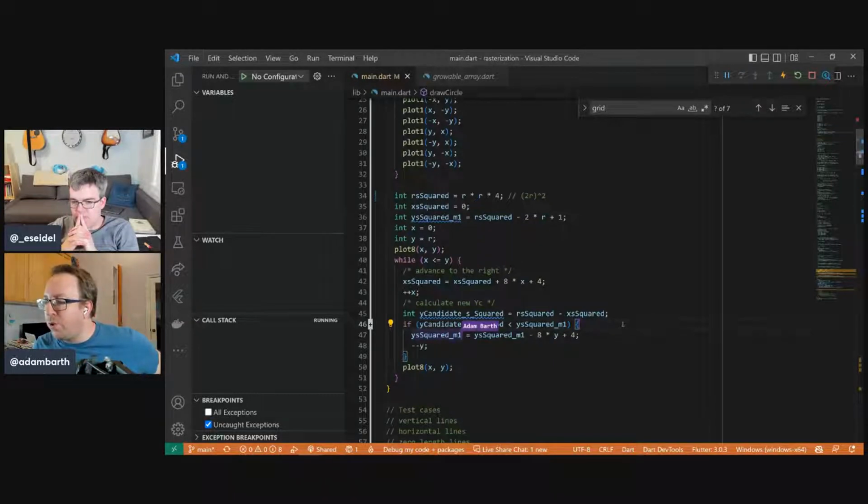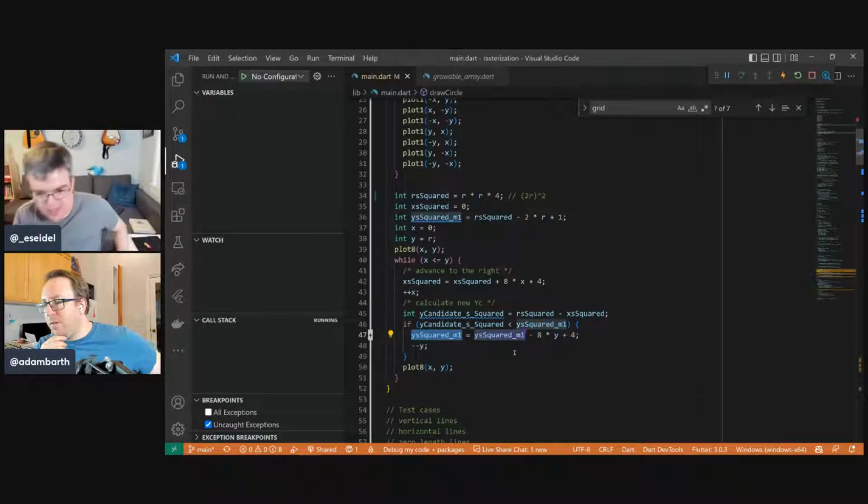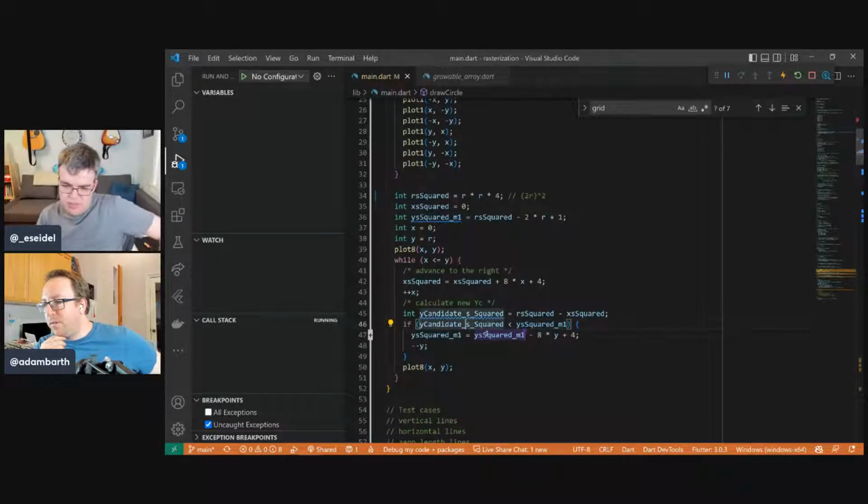And the threshold also gets updated here. When you make this step, you update the threshold based on the old y, because you just moved a pixel down. Now, what's my next pixel threshold? That's what this is. This is the y squared minus 1, the pixel threshold. So the y candidate is in squared territory, versus some squared threshold. When we're past that, we move down a pixel.